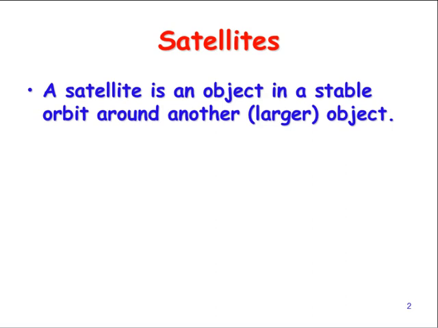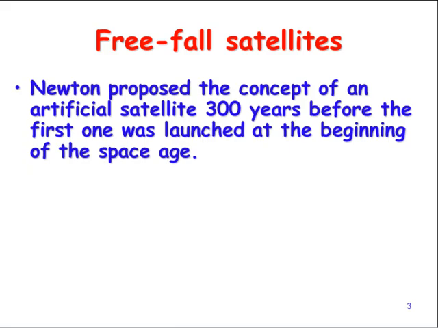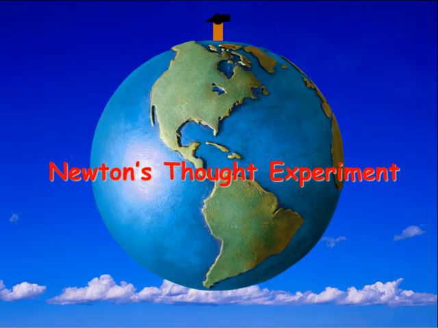Now, Newton proposed this idea 300 years before we first launched our artificial satellites, and it was a thought experiment. If we had a really tall mountain or tower and a cannon on it, the most powerful thing at the time, then if you fire something, it will travel so far.